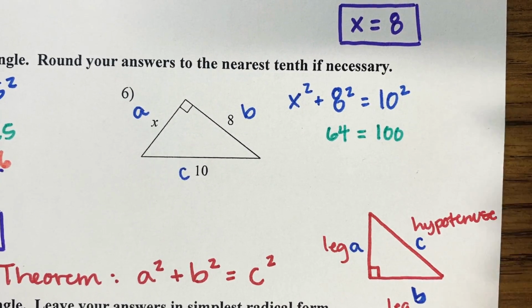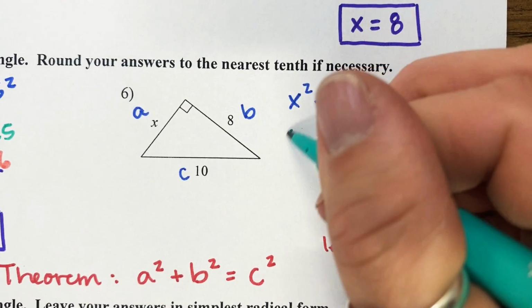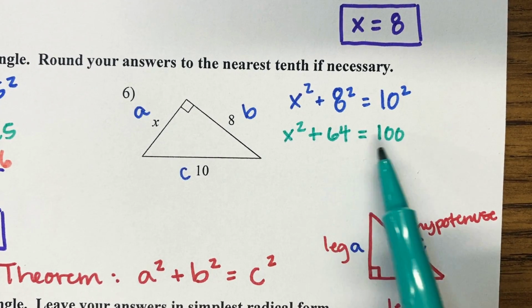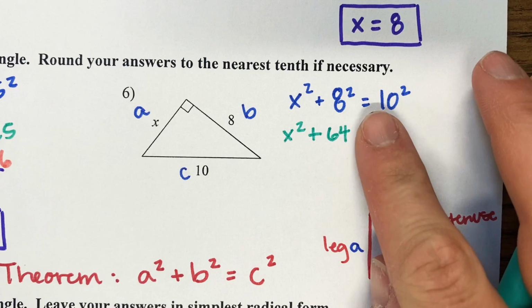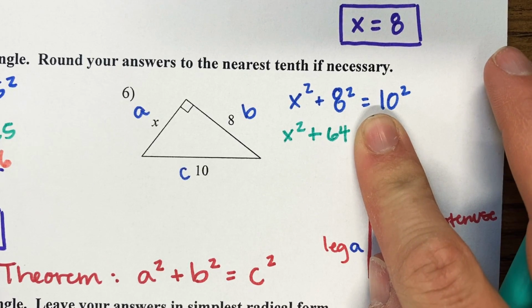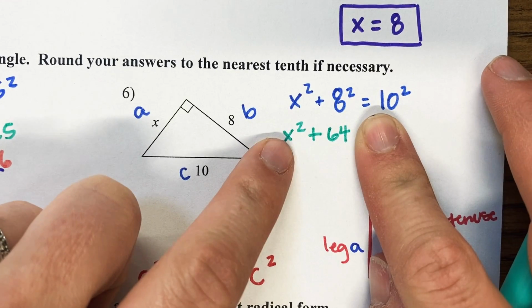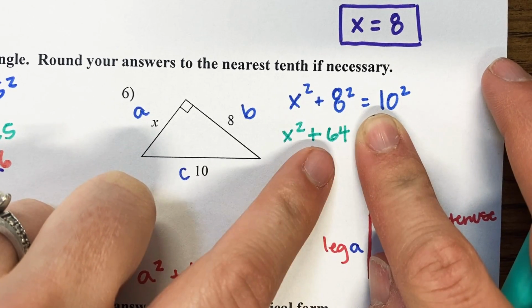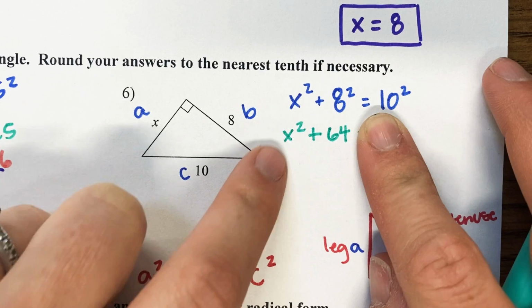100. Okay, and remember we can't simplify x squared because we don't know what x is, so that just has to stay x squared. So now I have x squared plus 64 equals 100. So looking at my side with the x, because we want x to be by itself, do I need to get rid of the squared or the plus 64 first? I need to get rid of the plus 64 first because it's farthest from my x.